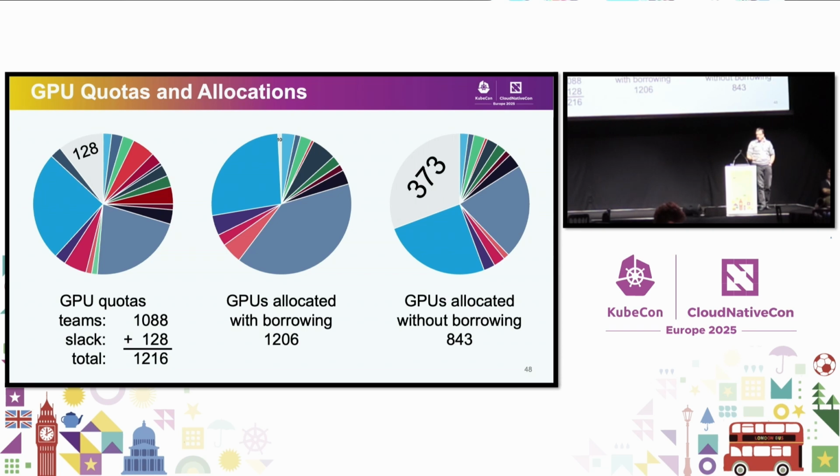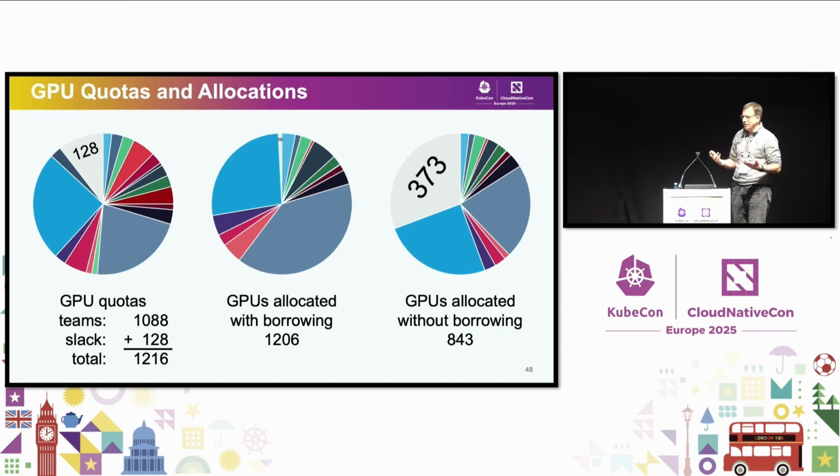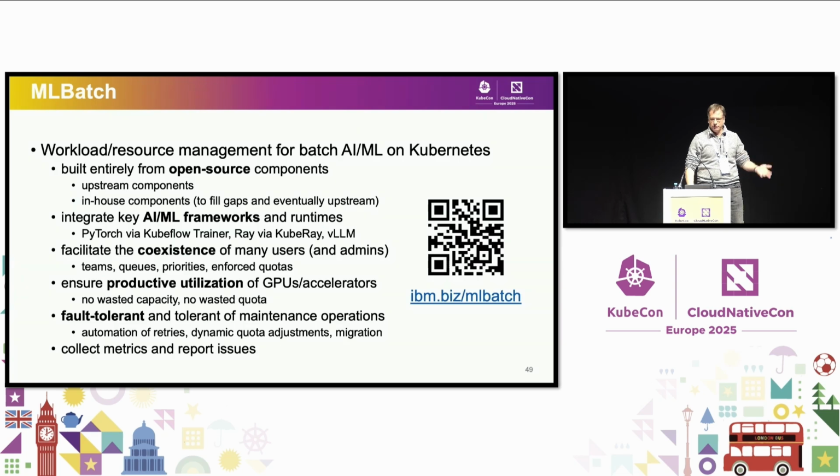So what we're trying to say here is, with this system, we've managed to do two really antagonistic things. One, guarantee quota to teams. So for instance, if the green team at the bottom comes back and says, hey, I need my 16 or my 32 GPUs, they're going to get them. But at the same time, we're never wasting any GPU capacity that we have, which is, again, really fundamentally unacceptable.